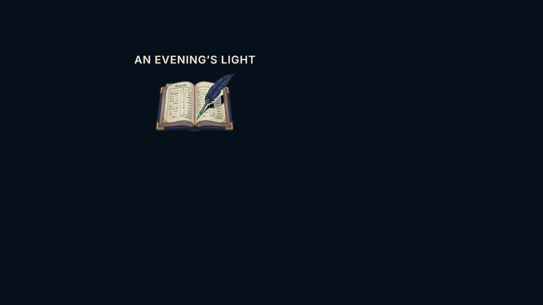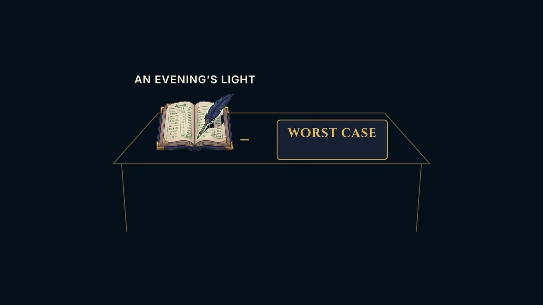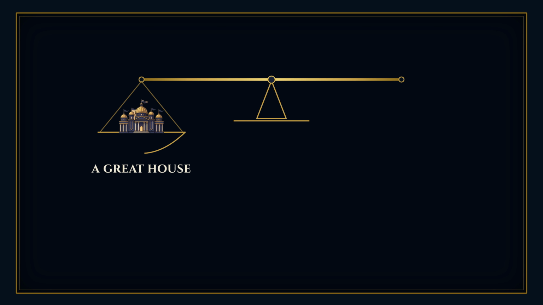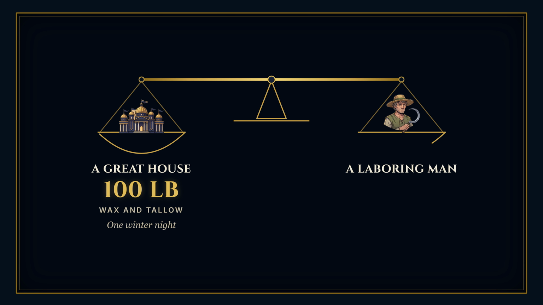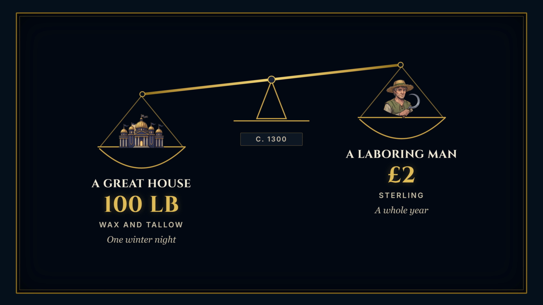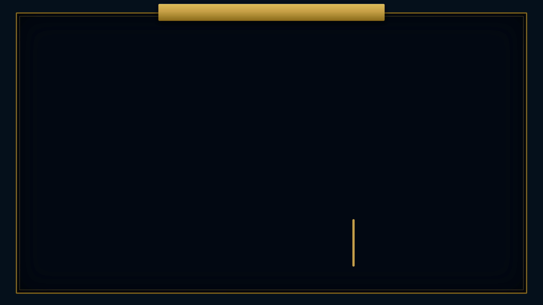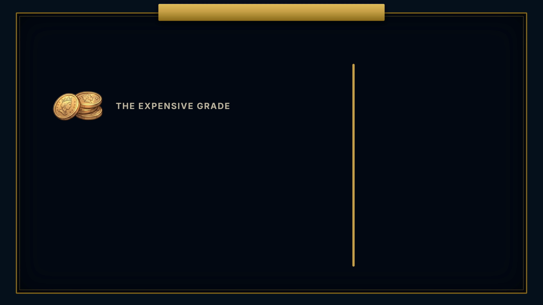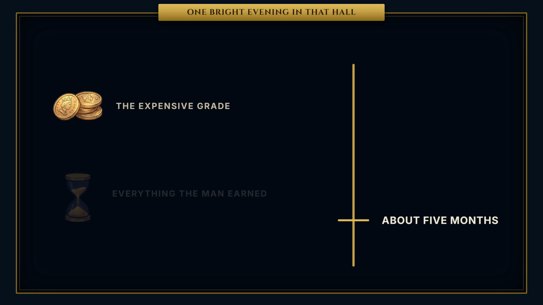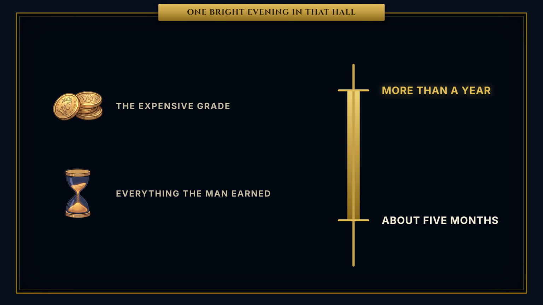Now, the test only makes sense with the cost of an evening's light on the table, and the worst case is the right place to start. A great house could burn 100 pounds of wax and tallow in a single winter night, while a laboring man's whole year around 1300 came to about £2 sterling, which is 480 pence. Depending on how much of the burned wax was the expensive grade, one bright evening in that hall ran from about 5 months of everything the man earned to comfortably more than a year of it.